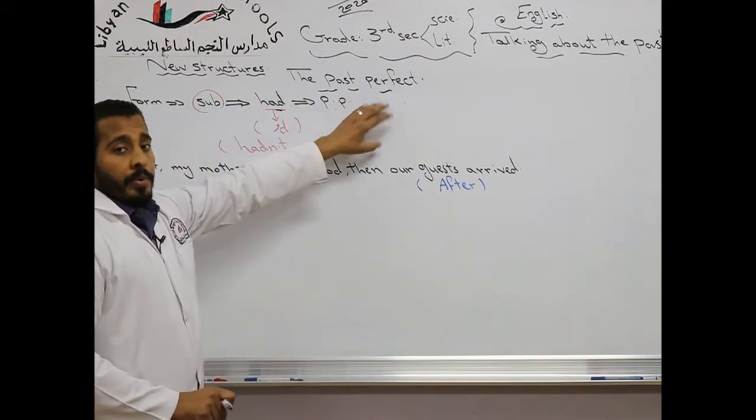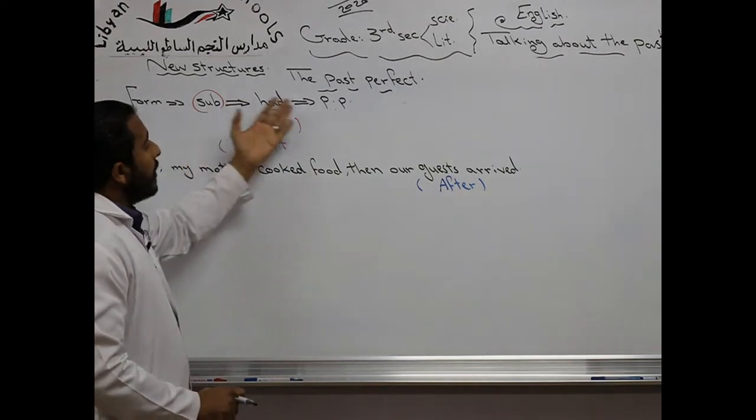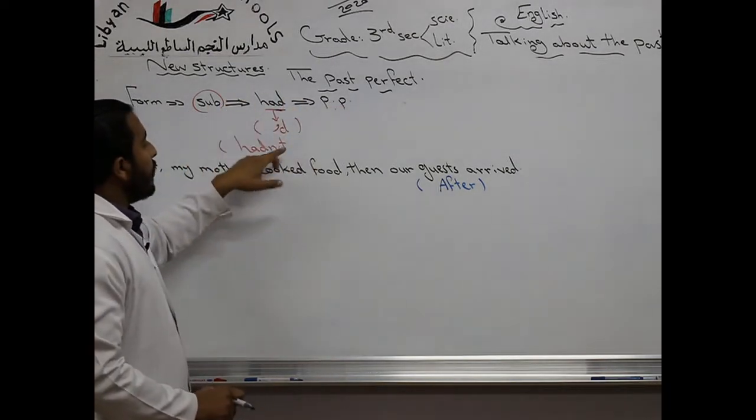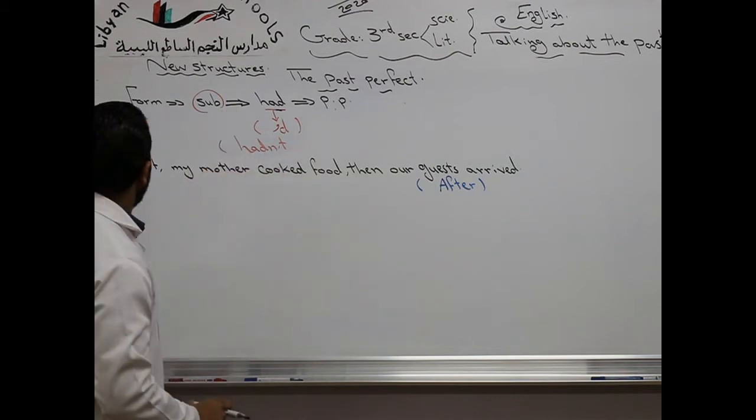How to form the past perfect? As we agreed before, the form is subject, had, past participle, or apostrophe d in the short form; the negative is hadn't.